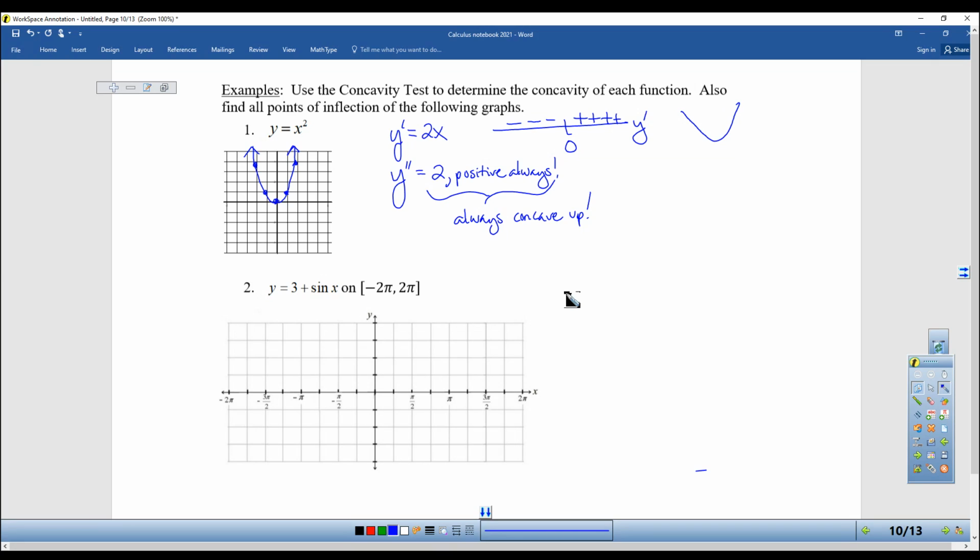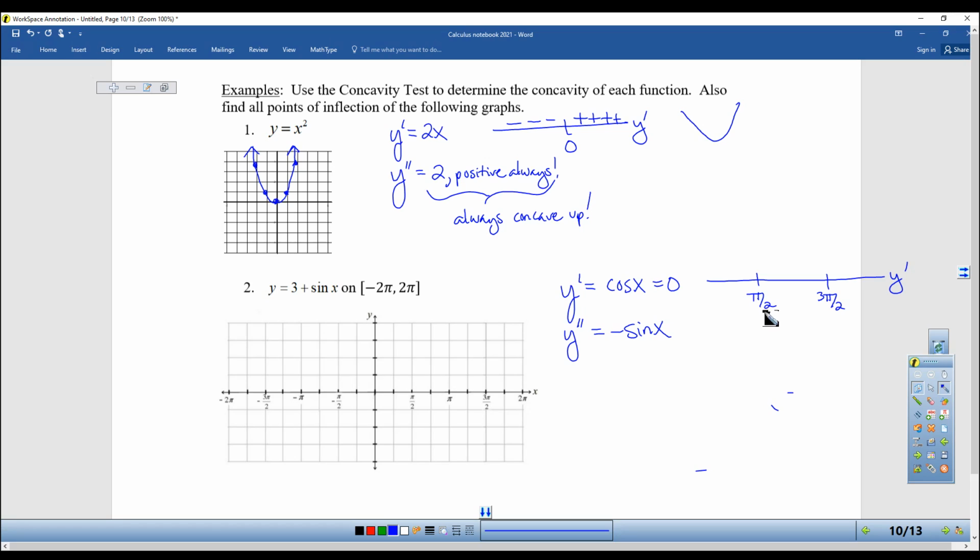Same thing here. Y prime is equal to, the 3 will cancel, cosine of x, and y double prime will equal negative sine of x. Where is cosine equal to 0? So I'm going to make my y prime chart. Cosine is equal to 0 at pi halves and at 3 pi halves.